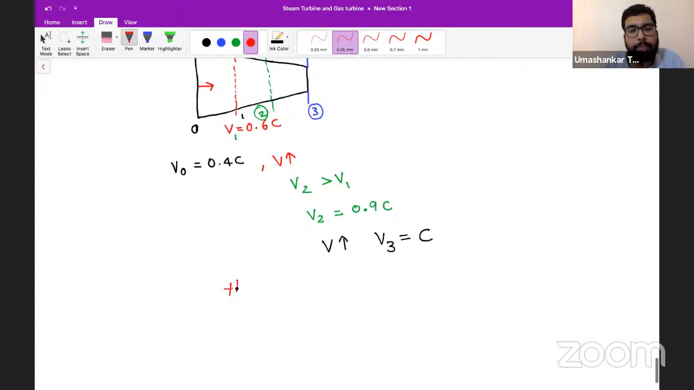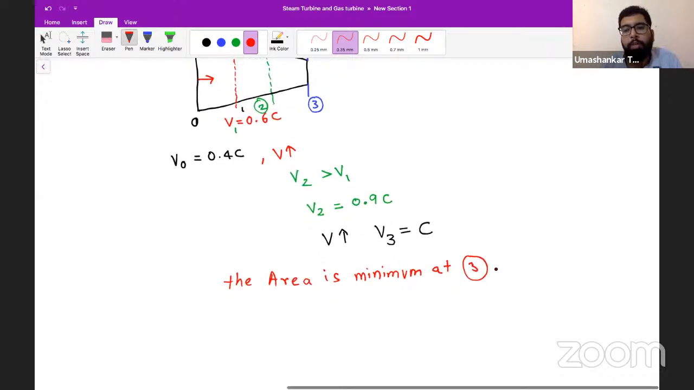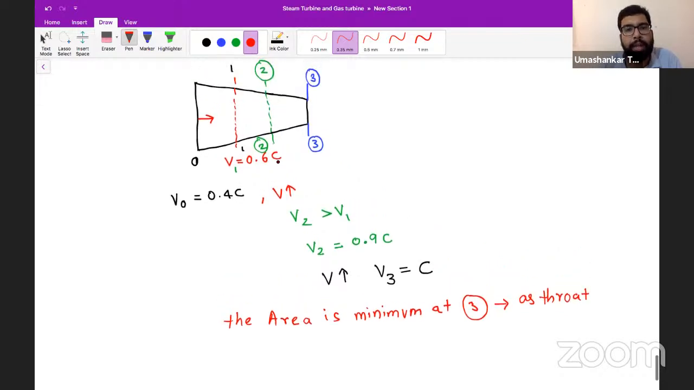the area is minimum. The area is minimum at 3 of this nozzle. Yes or no? The area is minimum at 3, so we call it as throat. We call it as throat because area is minimum at this point 3.